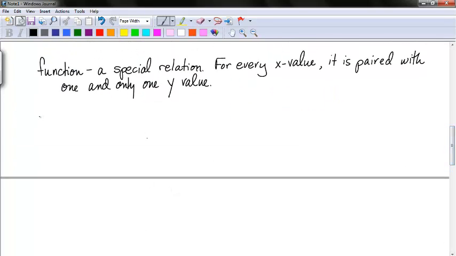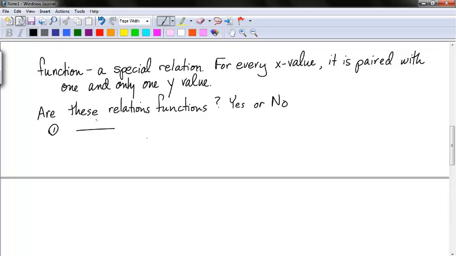Say they give you the directions: are these relations functions? They might write them as just a set of ordered pairs. They might write them in a table. They might show it to you on a graph. Example: say I give it to you in a table form. Say the first ordered pair is 5, -9. The second one is 6, 8, and then 1, 3.